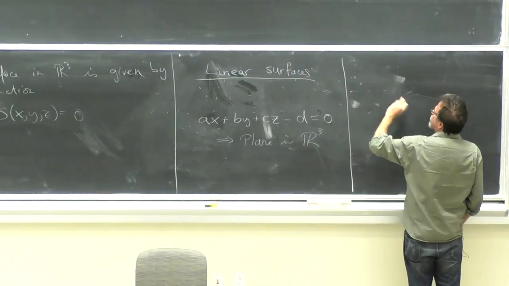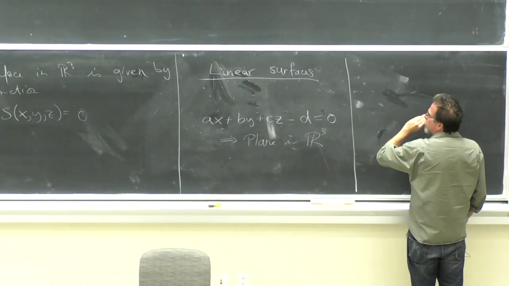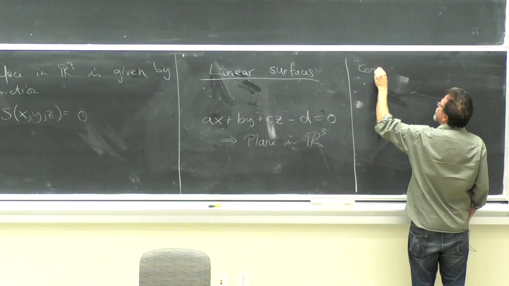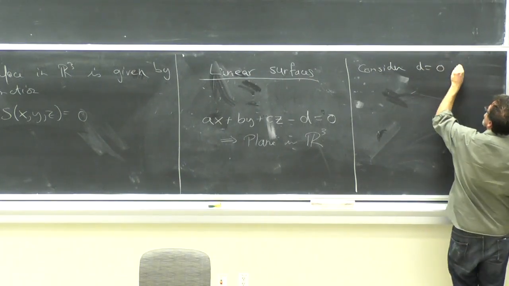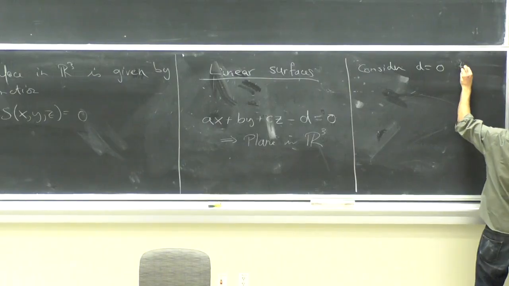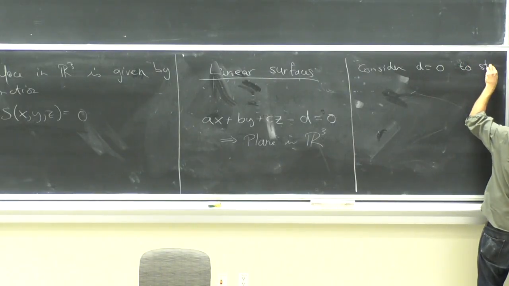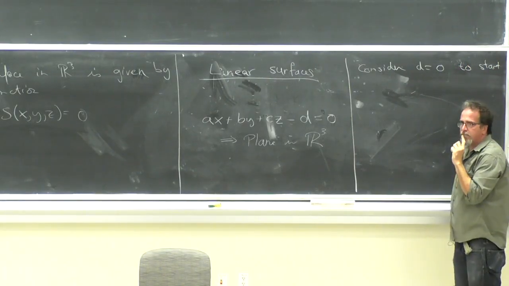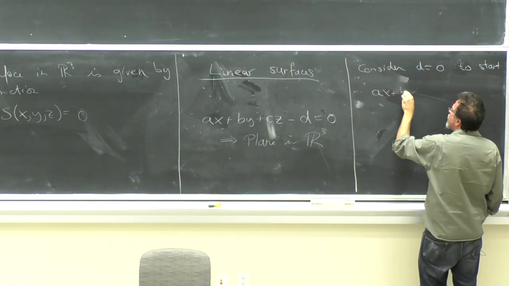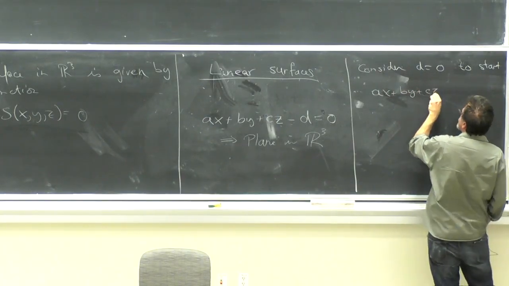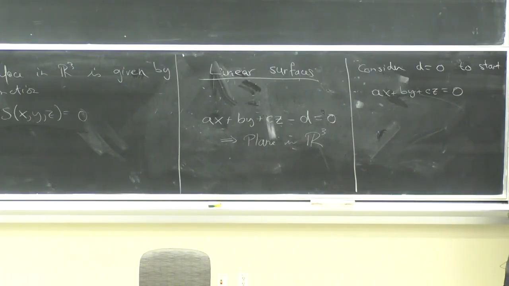Look at this problem as follows. Consider d equals 0 to start, okay? Because it's nice to start with a simpler version of the problem. When d equals 0, what do I have? I have ax plus by plus cz is equal to 0.